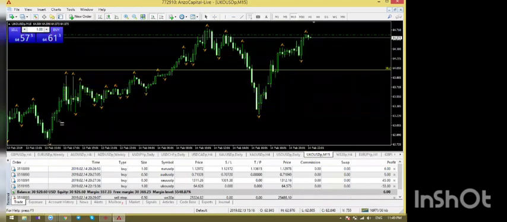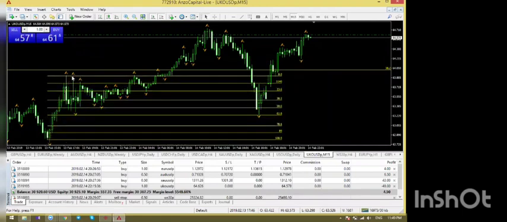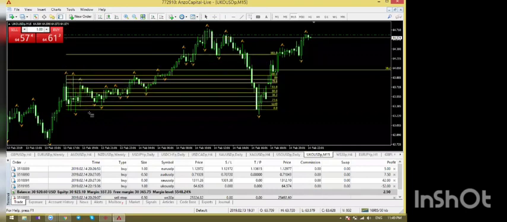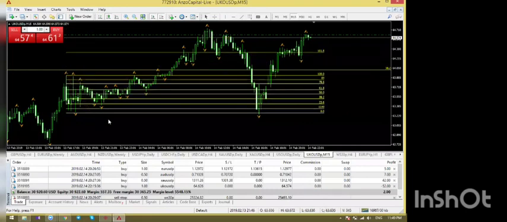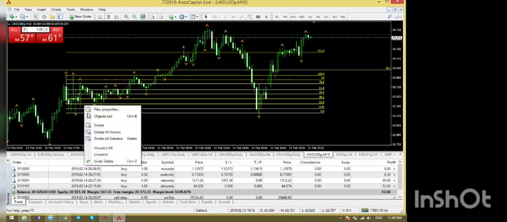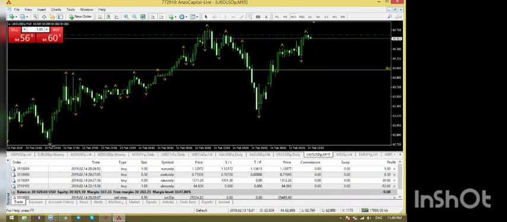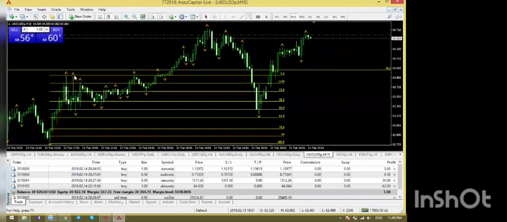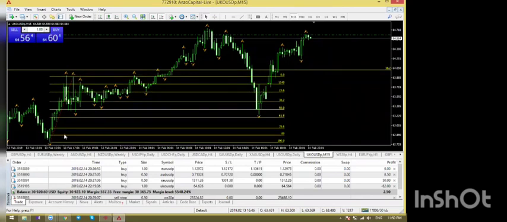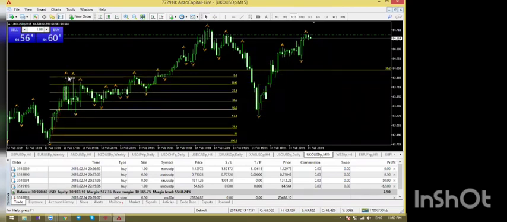For example, it breaks the 100 level. You mean this? Yes. I drew it from here, the swing low that is below this. No, the other one. Yeah, it doesn't make a difference. They're both the same. Yeah, that one. Okay, so I put everything on one side.